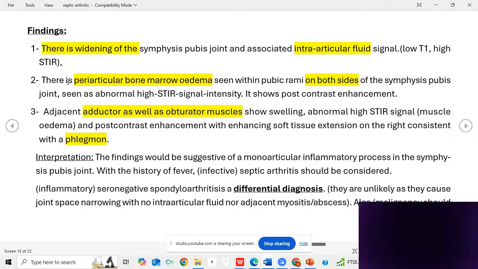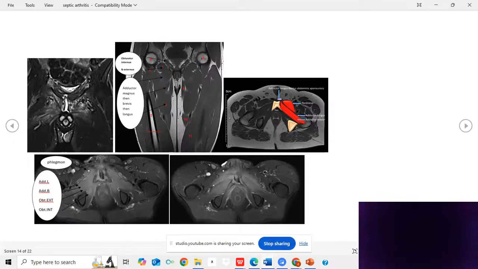Next one, there is periarticular bone marrow edema seen within the pubic rami on both sides of the symphysis pubis joint, seen as abnormal high STIR signal intensity. This is the joint which is widened, and here is the pubic bone. Can you see this abnormal high STIR signal within the pubic bone, indicating periarticular bone marrow edema?